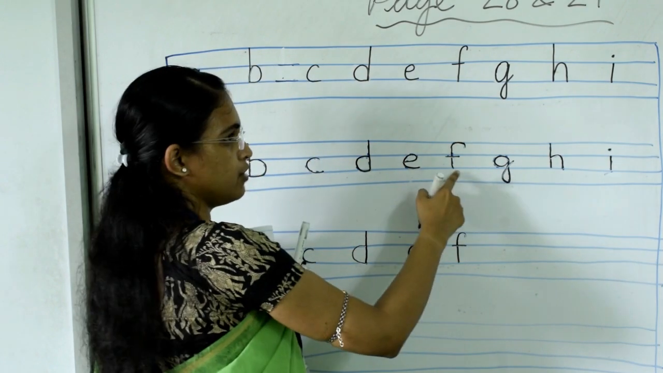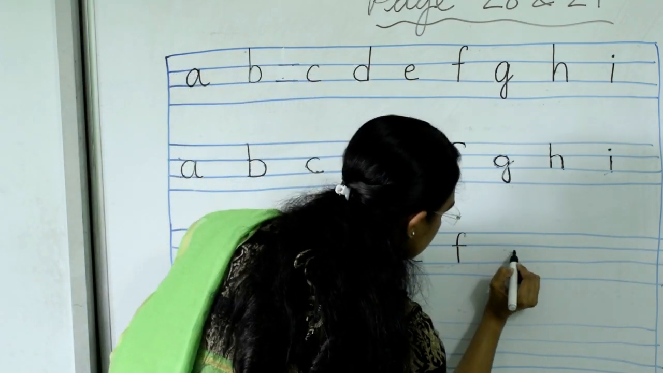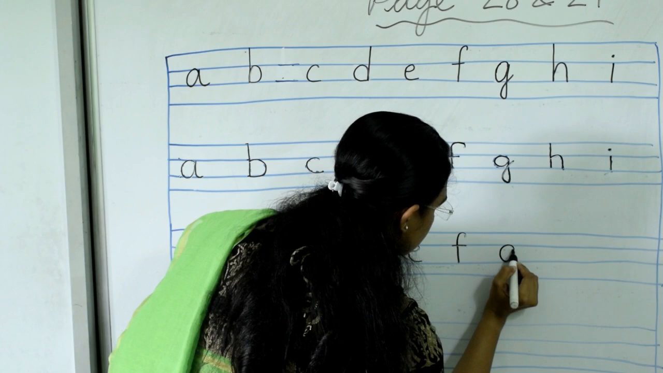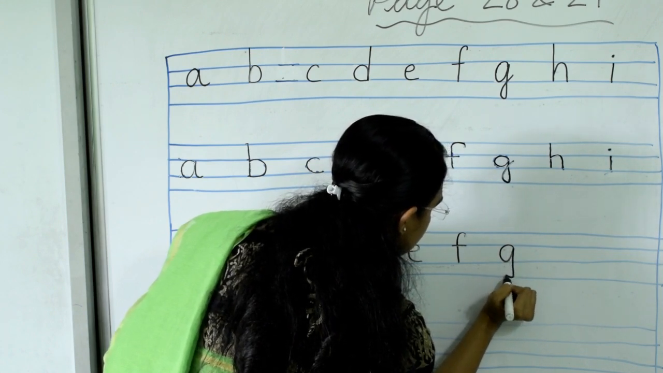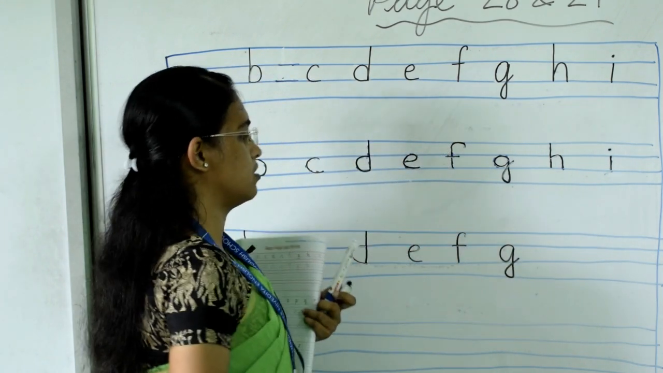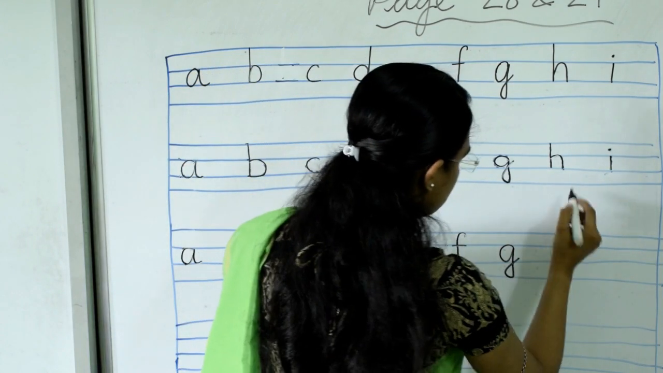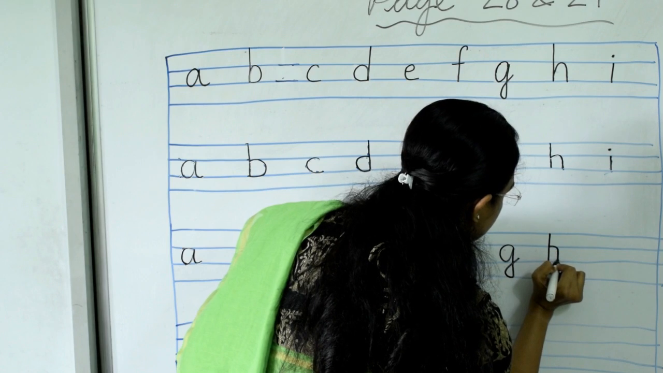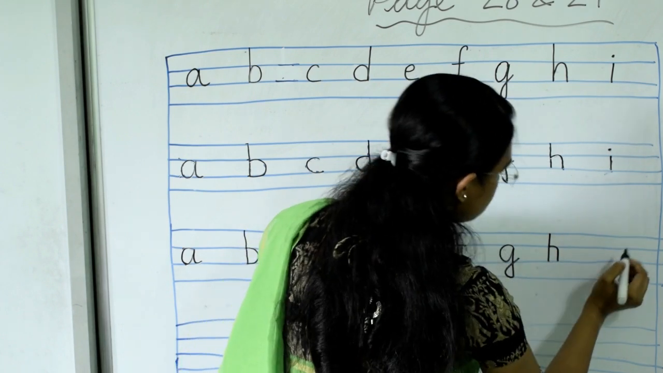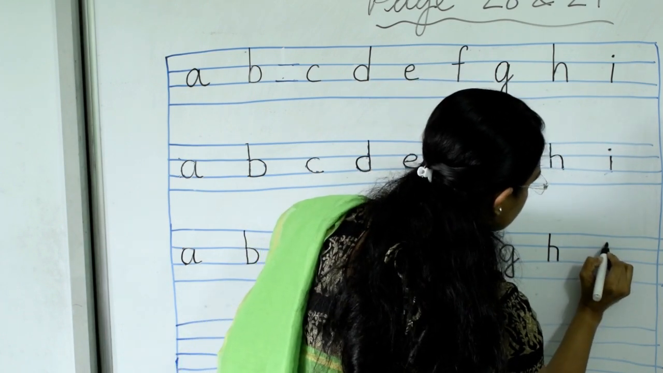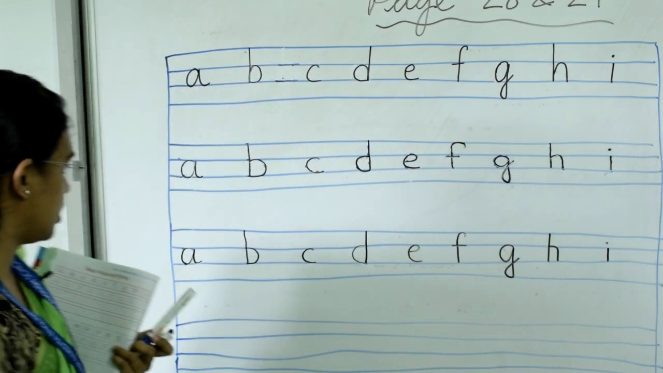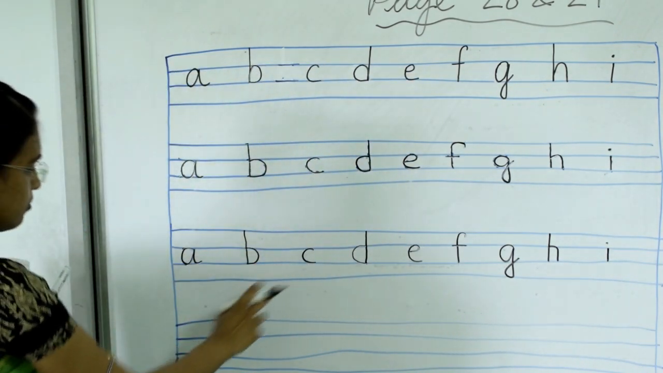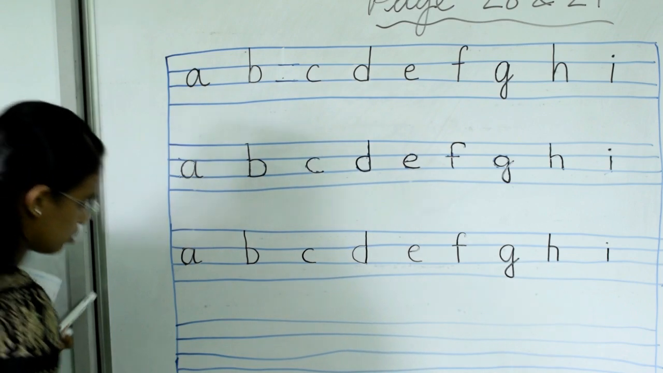Okay. Then after F, which letter? G. First circle, then straight line, then like this, G. Then after G, H. Straight line, curve line, straight line, H. And after H, I. Like this, I. Okay. Same thing you have to write here also.